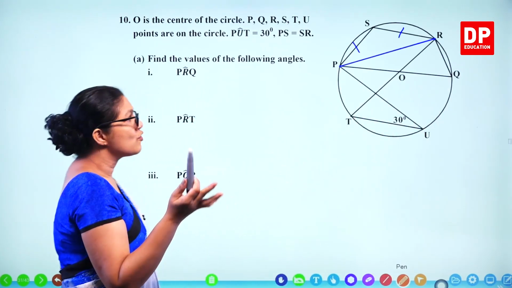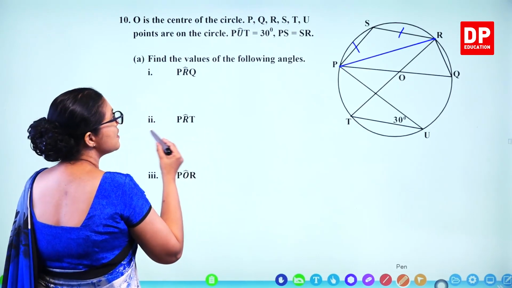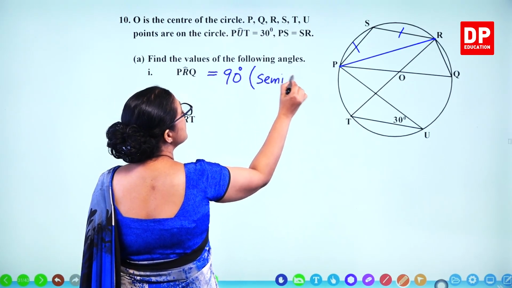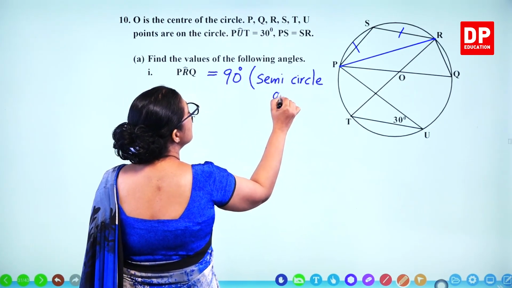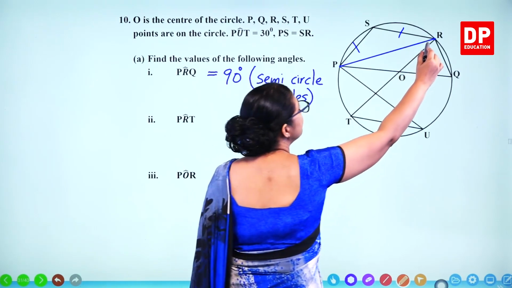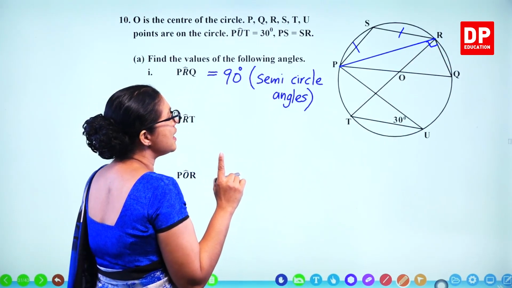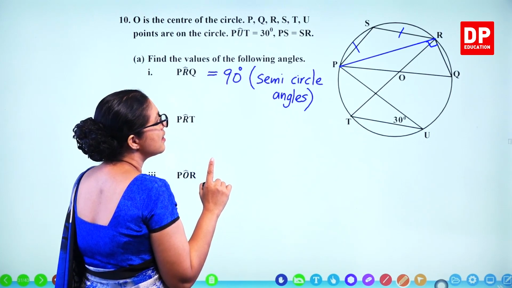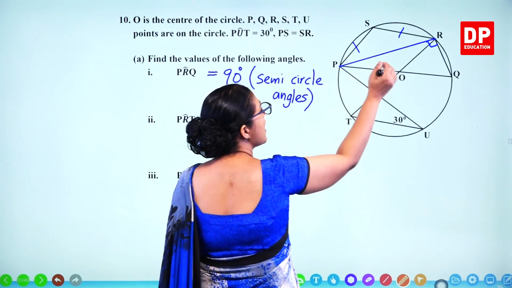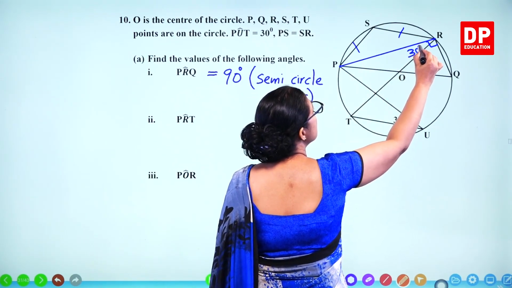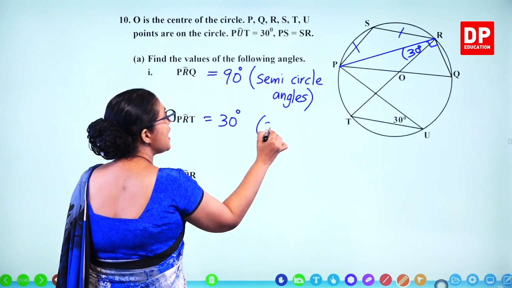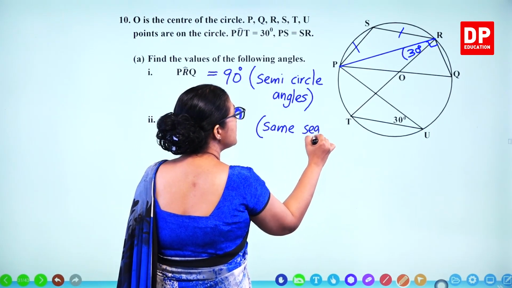PQ is the diameter. So that's a semicircle angle. So what is PRQ? 90 degrees. What's the reason? Semicircle angles are always 90 degrees. So this is 90. PRT. Look at this one, PT arc. This angle and this angle, same segment angles. So this is 30. Same segment angles.